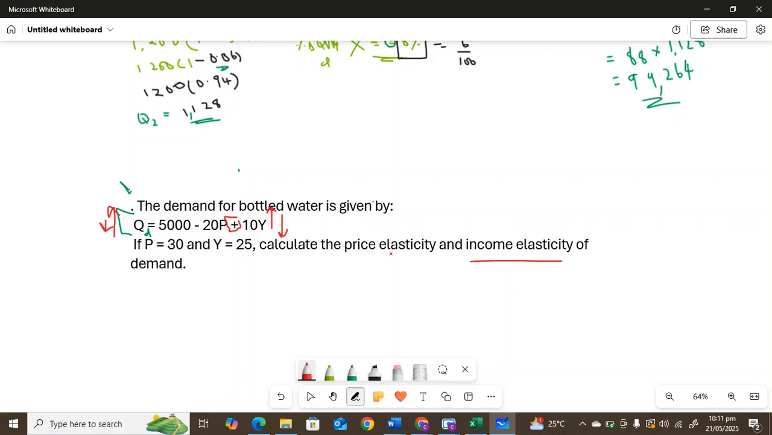So, Mr. Trump, normal good: your income increases, you buy more of that good. Inferior good: your income increases, you buy less of that good. Is that okay, Mr. Trump? Should I go deeper, Mr. Trump? Should I go deeper? No, no, no.